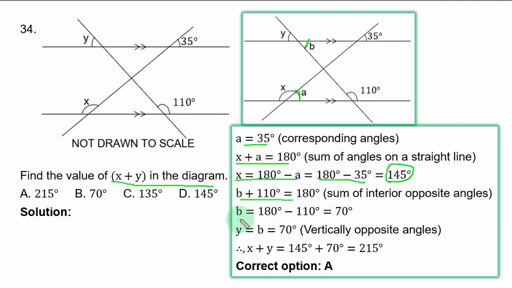If you make B the subject, B is equal to 180 degrees minus 110 degrees, and that is 70 degrees. Y is equal to B, equal to 70 degrees, vertically opposite angles. Therefore, s plus y is equal to 145 degrees plus 70 degrees, and that is 215 degrees. A is the correct option.